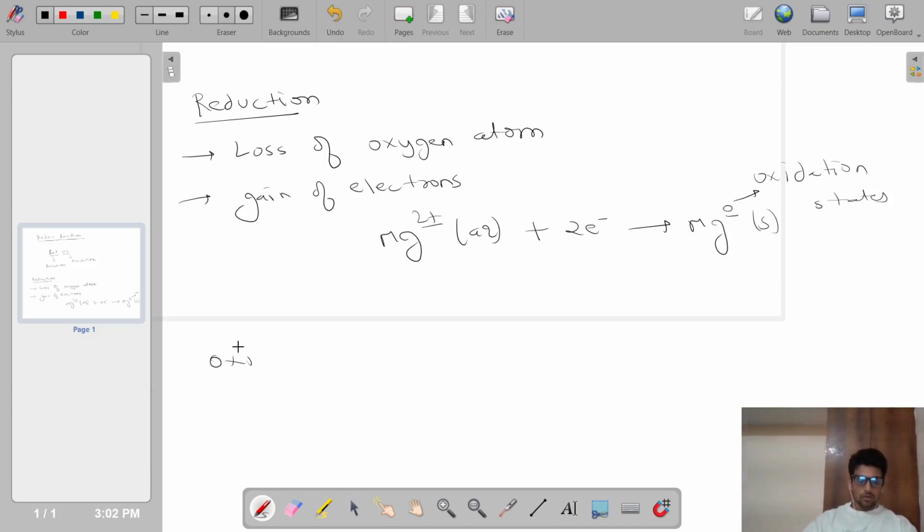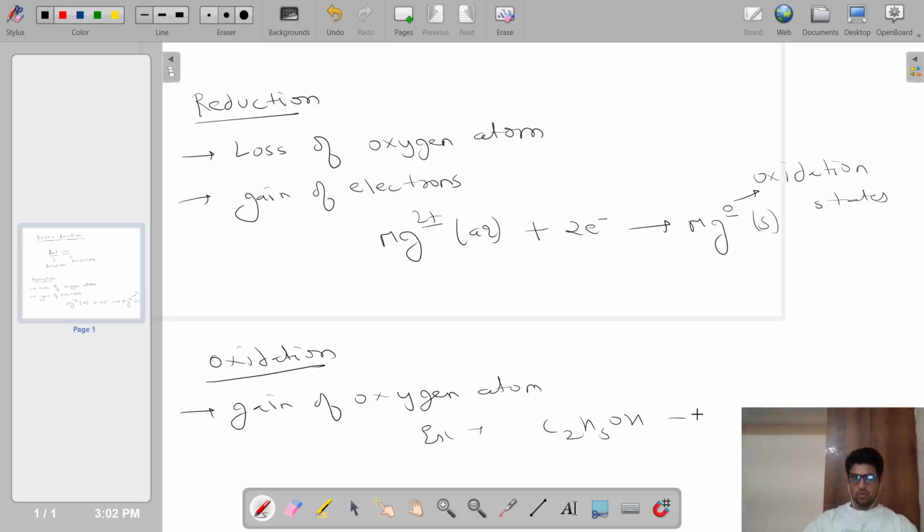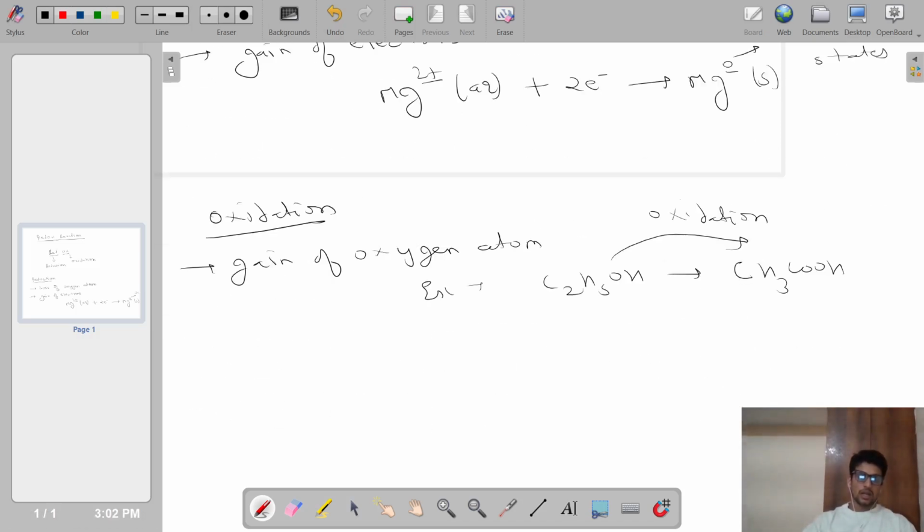Similarly, for oxidation, first they believed that it is gain of oxygen atoms. Like if we write a simple example, ethanol going to ethanoic acid. Here you see one oxygen atom is now going to two oxygen atoms. So this is oxidation because you are increasing oxygen. But not everywhere will you see oxygen atoms involved. So how will you decide oxidation there? Similar to reduction, oxidation is loss of electrons. It could be one electron or it could be many electrons.